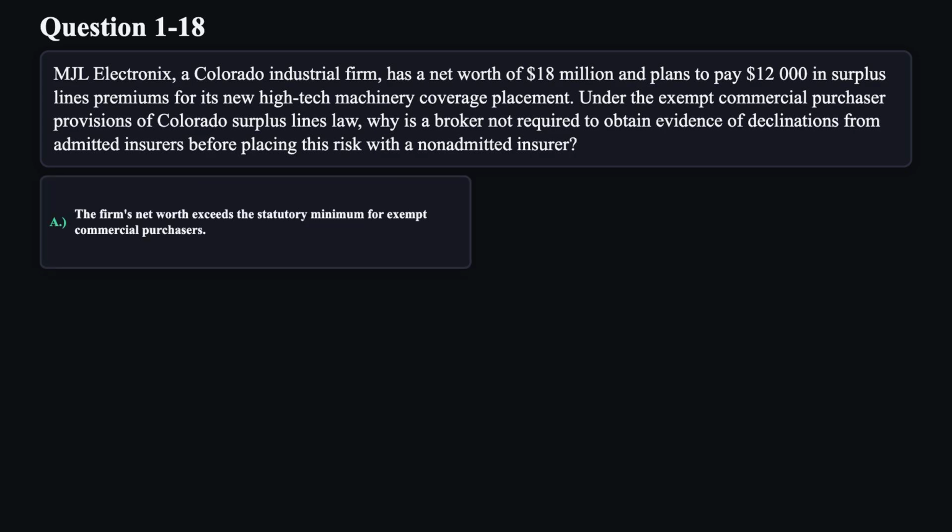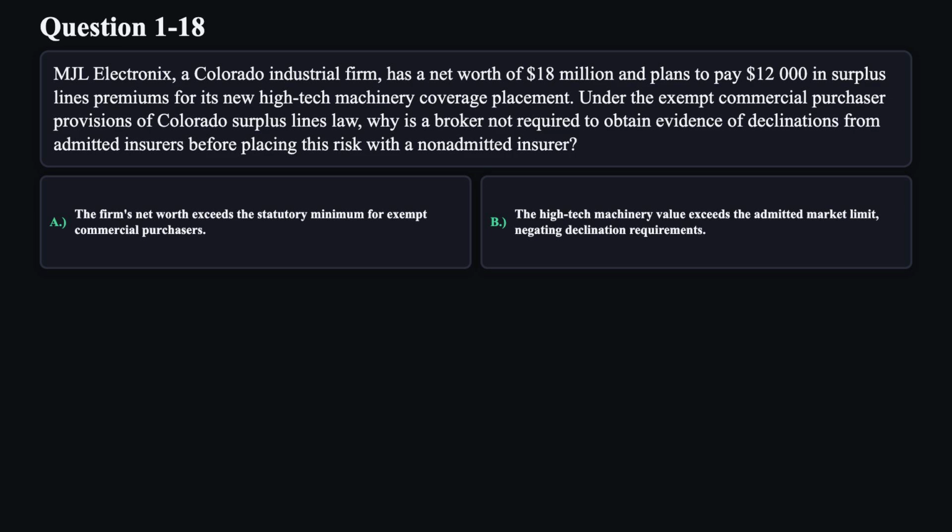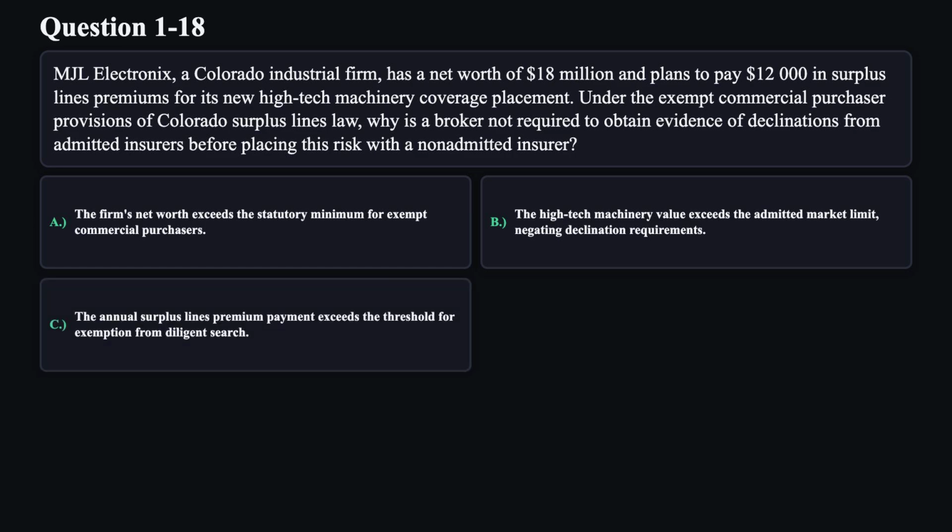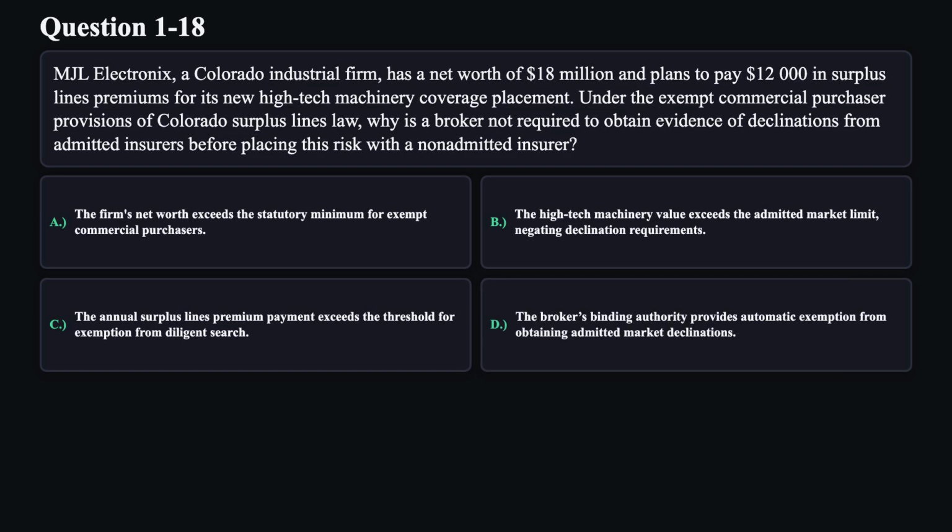A. The firm's net worth exceeds the statutory minimum for exempt commercial purchasers. B. The high-tech machinery value exceeds the admitted market limit, negating declination requirements. C. The annual surplus lines premium payment exceeds the threshold for exemption from diligent search. D. The broker's binding authority provides automatic exemption from obtaining admitted market declinations.